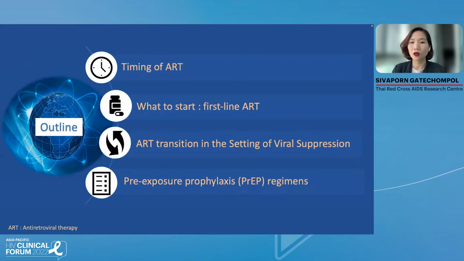Here is an outline. We will start with the timing of ART and then what to start. I will cover the first line, second line, and also the alternative first line regimen, and then we will go with ART transition in a setting of viral suppression and pre-exposure prophylaxis, or PrEP, regimen in Asian countries.